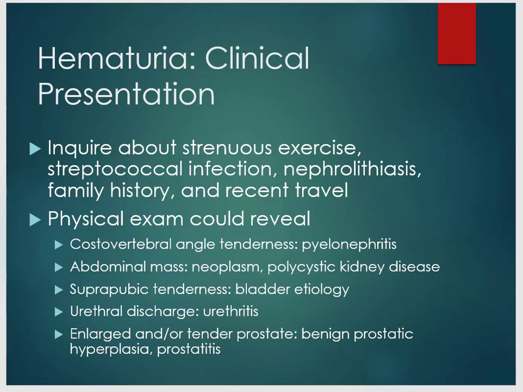Doing a good abdominal assessment, you may note for a neoplasm any polycystic kidney disease. Suprapubic tenderness may indicate a bladder etiology. If there's a urethral discharge, there could be urethritis. And then if there's an enlarged or tender prostate, you could have BPH or prostatitis.